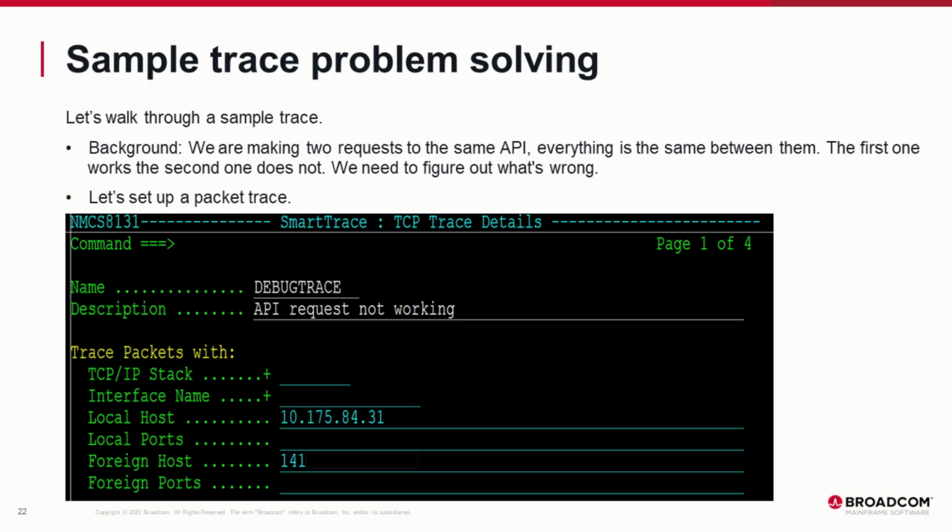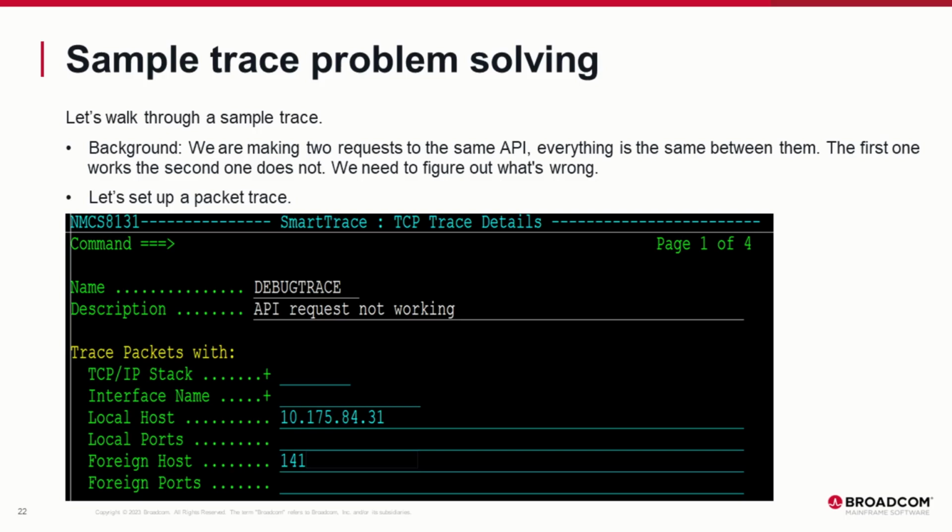So just a bit of background about the issue that we're dealing with here. We're making two requests to an API, and everything is the same between the two requests. However, the problem we're having is that the first request works just fine, but the second one fails. We need to figure out what could be going wrong and why that's happening.